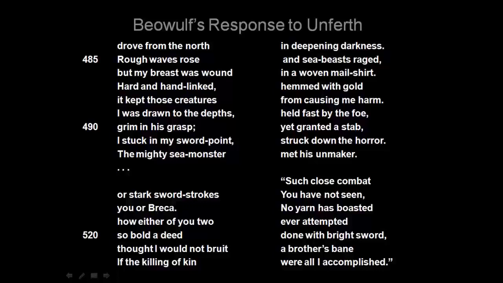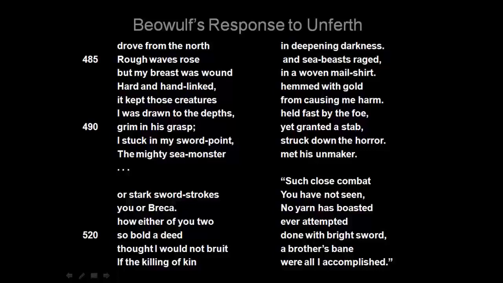Such close combat, or stark sword strokes, you have not seen, you or Brecca. No yarn has boasted how either of you two ever attempted so bold a deed, done with bright sword, though I would not brood a brother's bane if the killing of kin were all I accomplished.